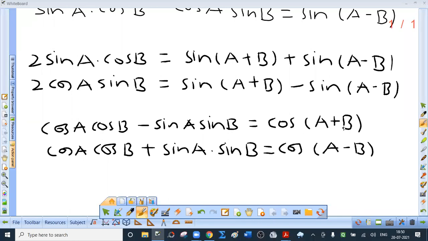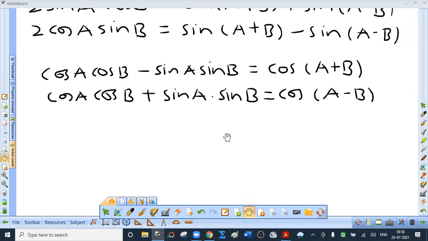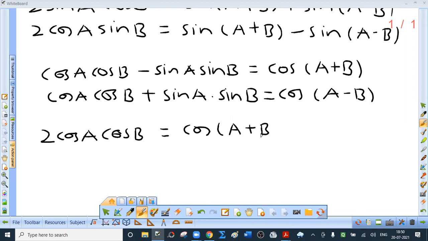Now what is cos of A plus B? Cos A cos B minus sin A sin B. What is cos of A minus B? Cos A cos B plus sin A sin B. Now add these two. Addition gives 2 cos A cos B. What will be the right hand side? It will be cos of A plus B plus cos of A minus B.